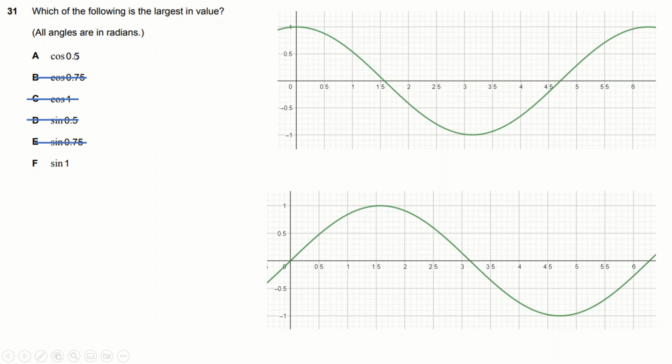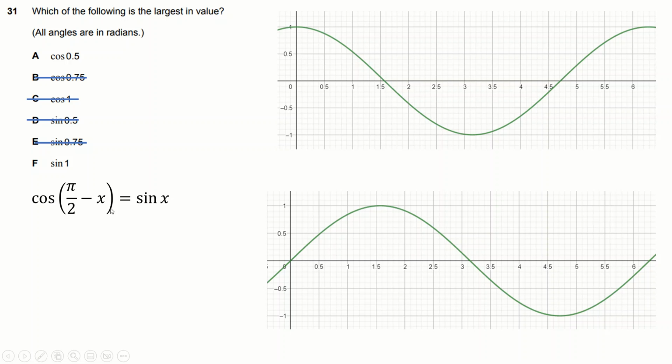So we're down to these two, and we just have to decide what's bigger, sine of 1 or cos of 0.5. Now, how do you work that out? Well, I used this rule here. Cos of pi over 2 minus x is the same as sine of x. If you're more used to seeing this rule in degrees, cos of 90 minus x is the same as sine of x, and vice versa. I could have written the sine and the cos on the other side.